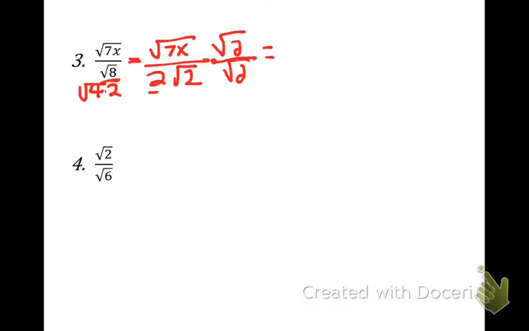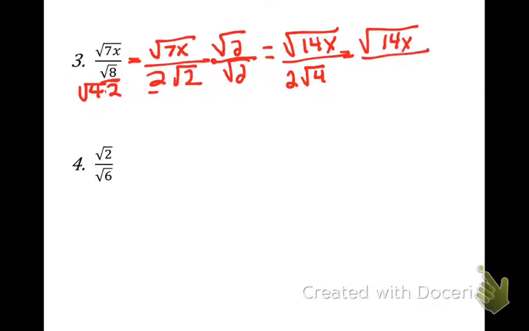So I can multiply the things when they're underneath the radical, so that's going to give me here the square root of 14x. And on the bottom, I'm going to have 2 times the square root of 4. Square root of 4 is 2. Bring it out and multiply it by the 2 I already have. I'm going to end up with a 4. So the square root of 14x all over 4.